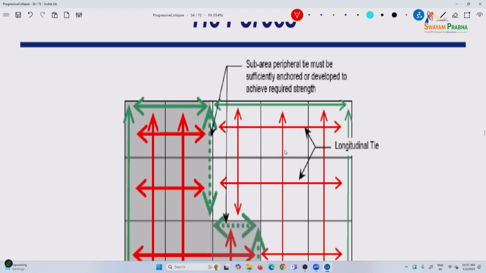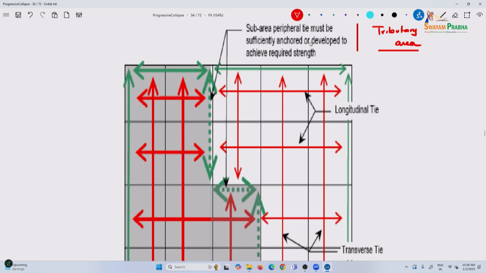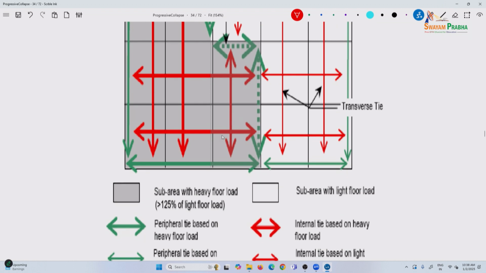So how do you consider the area? This is your tributary area. So the tributary area you consider, the area must be sufficiently anchored or developed to achieve the required strength.